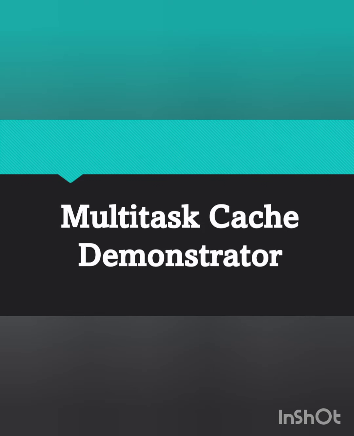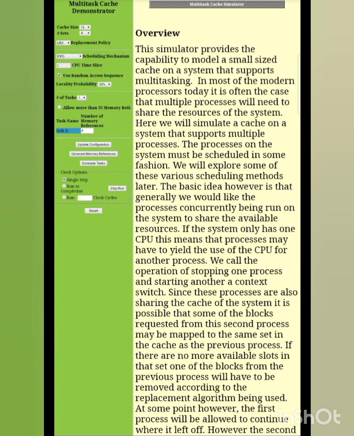Welcome to my video. In this video, we are going to see about the Multitask Cache Demonstrator. This simulator provides the capability to model a small-sized cache on a system that supports multitasking. In most of the modern processors today, it is often the case that multiple processes will need to share the resources of the system. Here we will simulate a cache on a system that supports multiple processes.